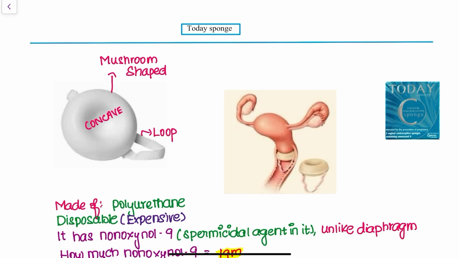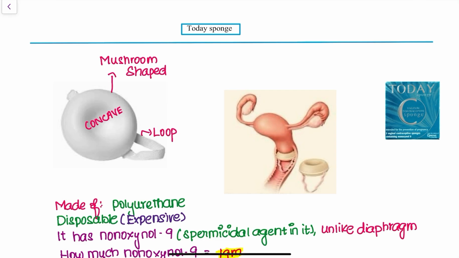So in this module, we are going to start with the next important barrier contraceptive, that is the Today's sponge. In the previous module, we had a detailed discussion about the male and female condom as well as the diaphragm. Now we'll be starting with the Today's sponge.